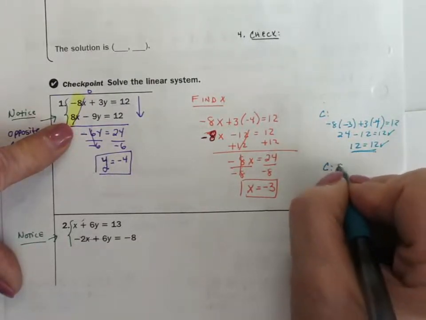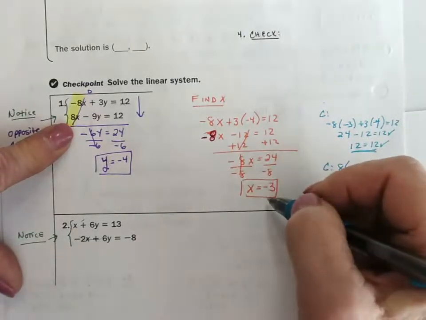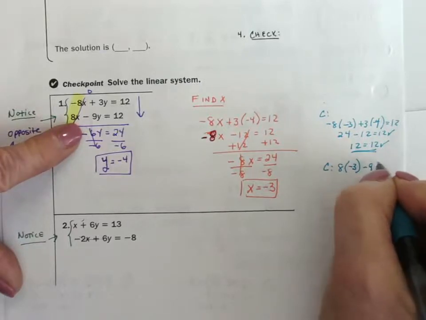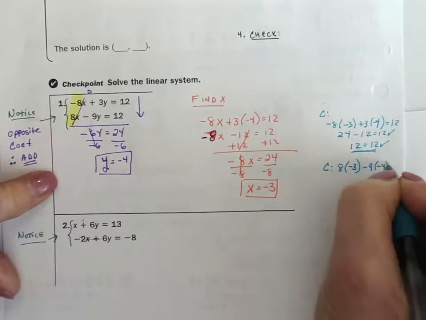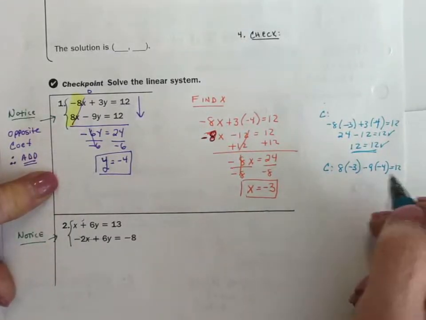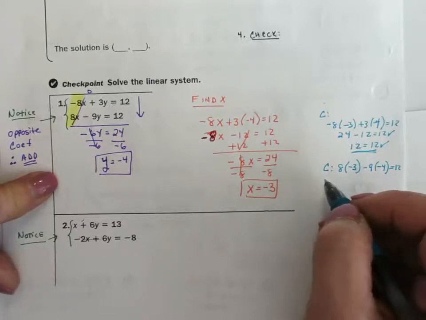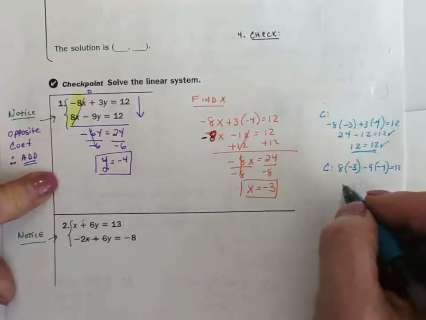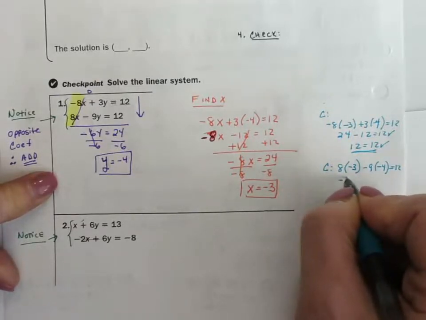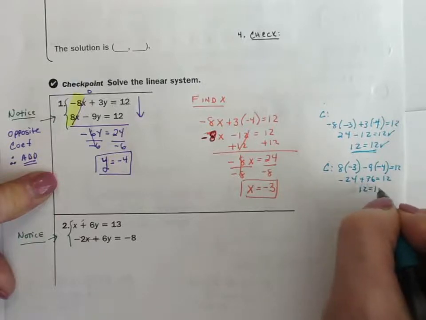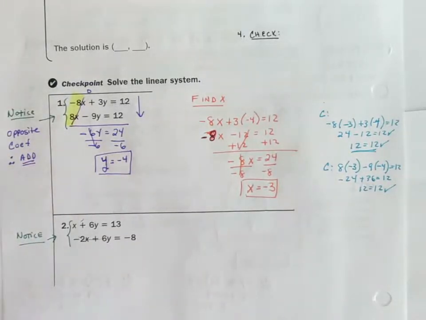We're going to take 8 times x, which is negative 3, minus 9 times y, which is negative 4, equals 12. Now you can put that in your calculator. If you do it mentally, you're probably going to make a mistake. I find it just as easy just to write it down. So this is going to give me negative 24 plus 36 equals 12. And 12 equals 12. Cha-ching, it checks.